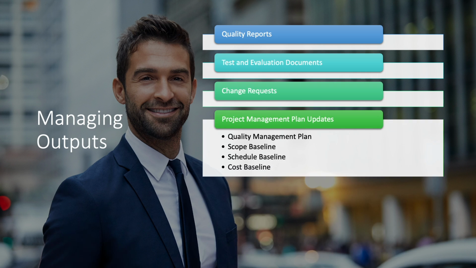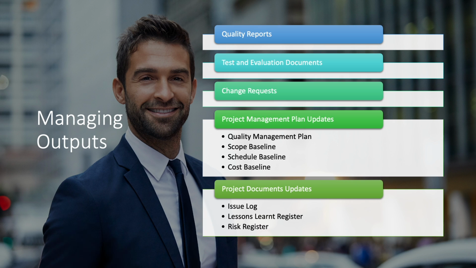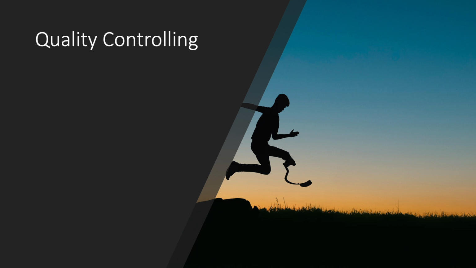Besides new documents, some parts of the project management plan may also be updated for quality management, such as quality management plan, scope baseline, schedule baseline, and cost baseline. Apart from the project management plan, some documents such as issue log, lessons learned register, and risk register can also be updated for that.